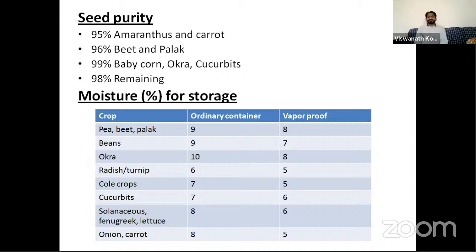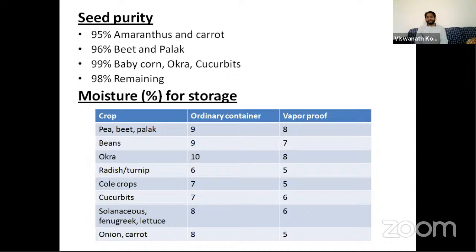The genetic purity is very high in the case of baby corn, okra, and cucurbits based on the seed size. If they ask about inert matter, you reverse it. If 99% purity is allowed for baby corn, then the inert matter is 1%. The allowable inert matter percentage for amaranthus is 5%. Just take 100 minus the genetic purity, and you will get the percentage of inert matter.